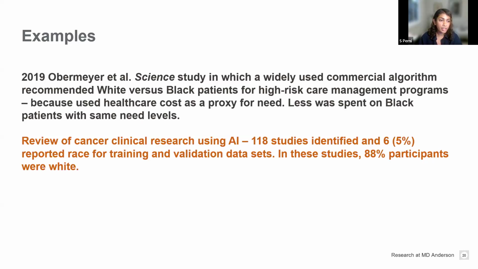In a study that we've done looking at cancer clinical research using AI, out of 118 studies identified, only 5% report race for training and validation data sets. So it's hard to even know based on published studies how generalizable those models are. In the studies that did report, 88% of participants, so patients whose data was used in either training or validation of these models, were white. So there's real concerns about how we can apply AI models that are trained on specific populations to different healthcare contexts. And it's not just racial bias that's an issue. I mean, there's all sorts of bias that can happen, gender bias, age-related bias, all sorts of things. It really just depends on how well we can apply it to a specific clinical context.